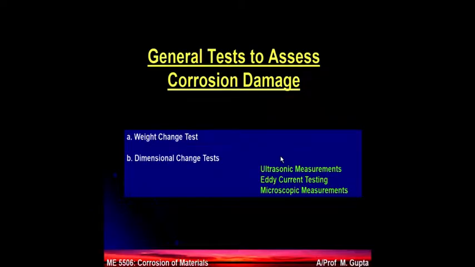Now after that, the different types of accelerated test. We know that there are 2 ways in which we monitor the damage. And this damage monitoring is by the weight change test, which you have seen in the first lecture. Mils per year is equal to something into weight loss by DAT. And the second one is a dimensional change test. In the dimensional change test, you can use 3 methods: ultrasonic method, eddy current method, and the microscopic measurements.